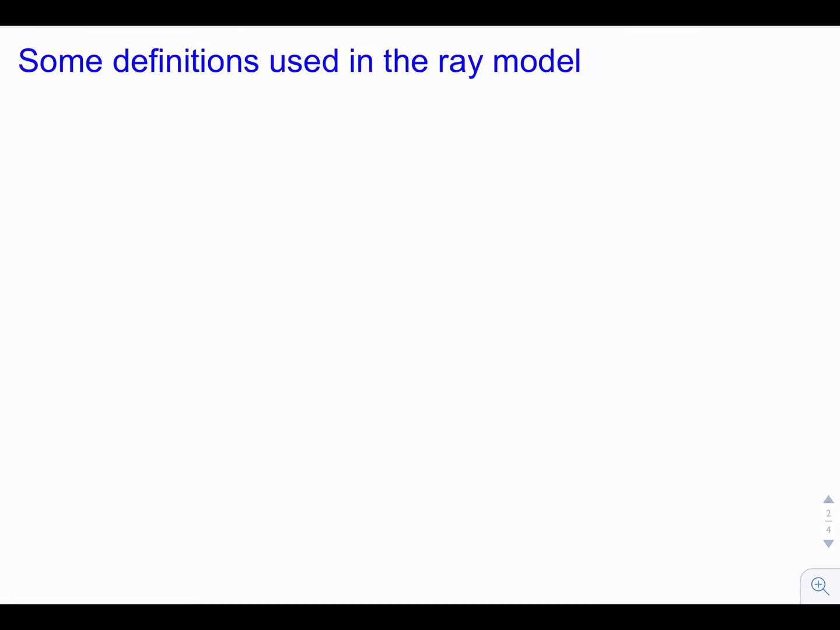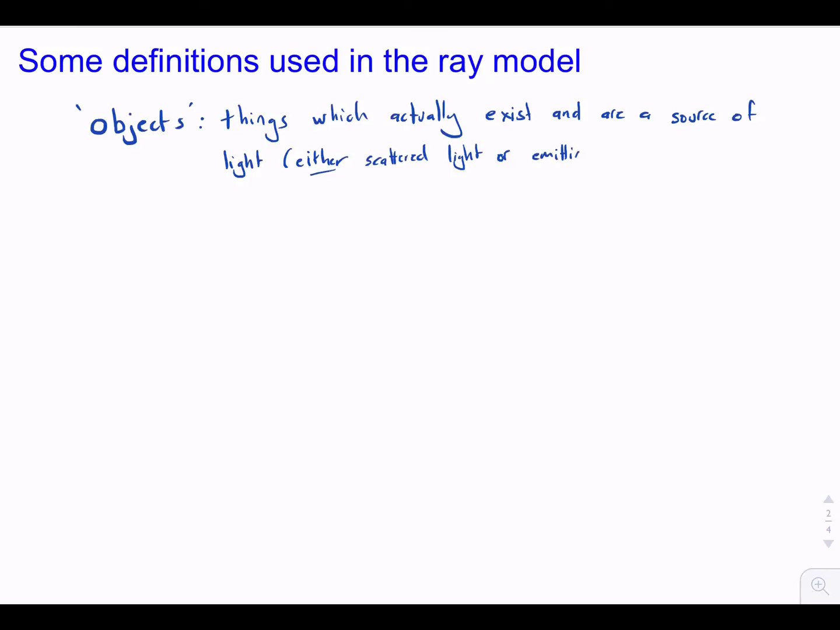Some definitions used in the ray model. Objects. We've talked about objects previously, but objects are things that actually exist in real life and are a source of light. We talked about how they can be either scattered light from an object such as a human being or a tree, or often in optics we use an arrow, or it can be an object that emits light, like a light globe. The image is what you see.